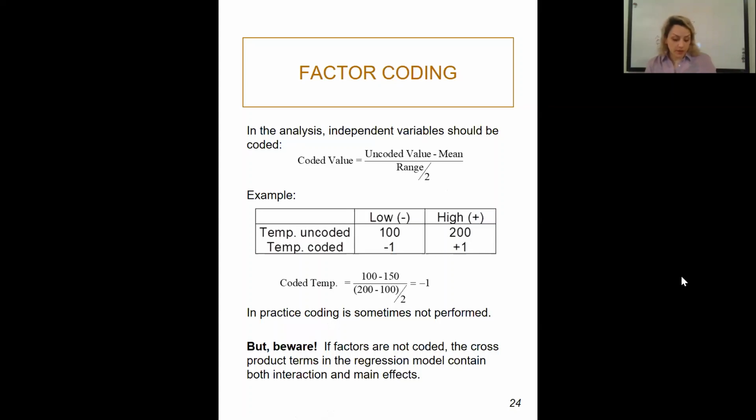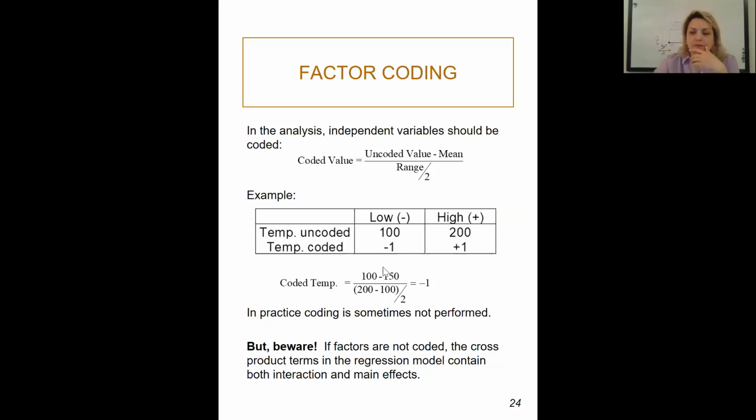So when we are analyzing these things, the independent variables should be coded, as we said. And when we want to code them, let's have a rule for it. How do we talk about this coding? Like this is the temperature uncoded, for example. Let's say we have 100 and 200, like the same example. The coded value that we want is going to be the uncoded value of that point minus the mean, divided by the range, half of the range, in fact.